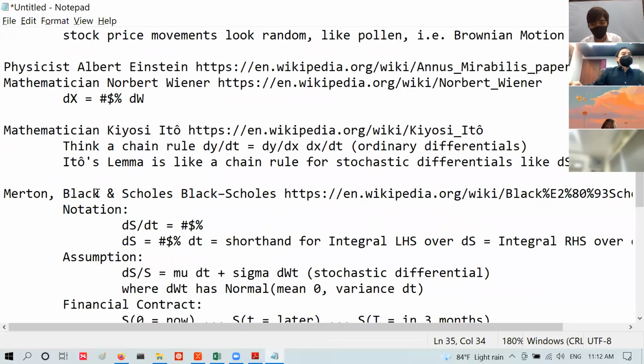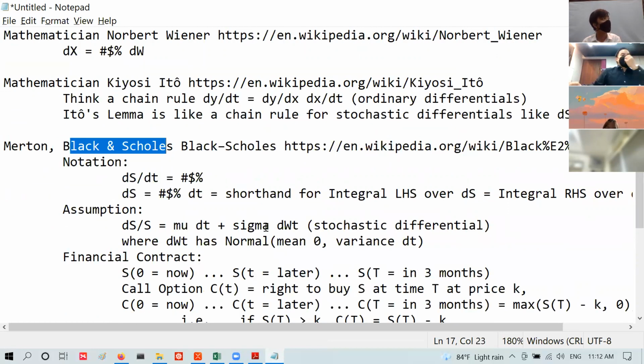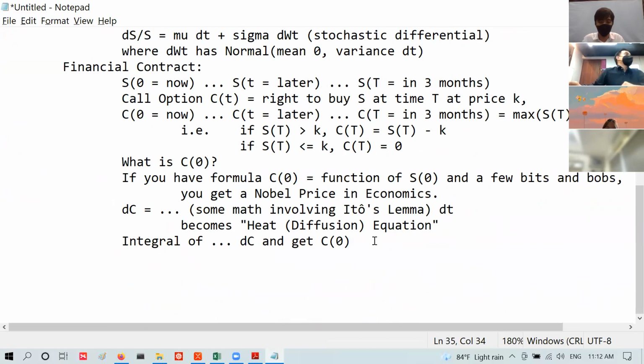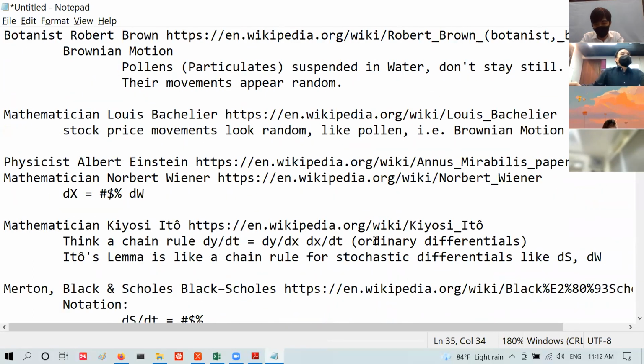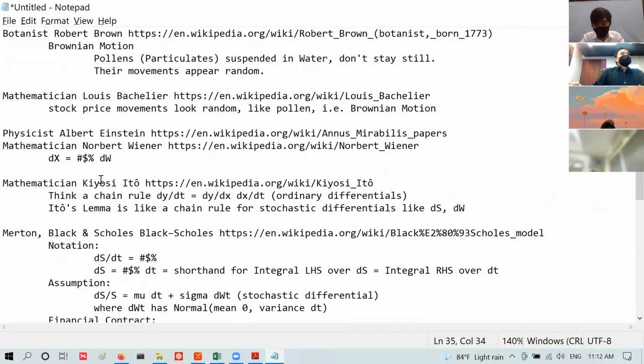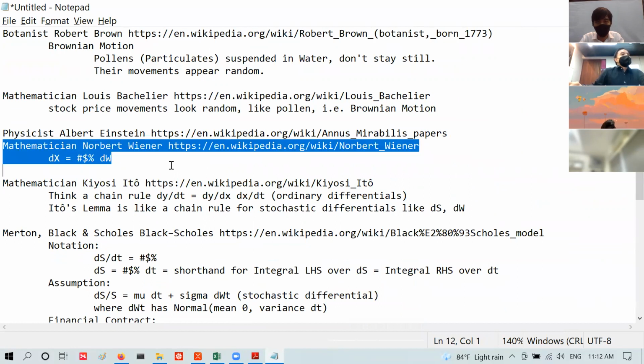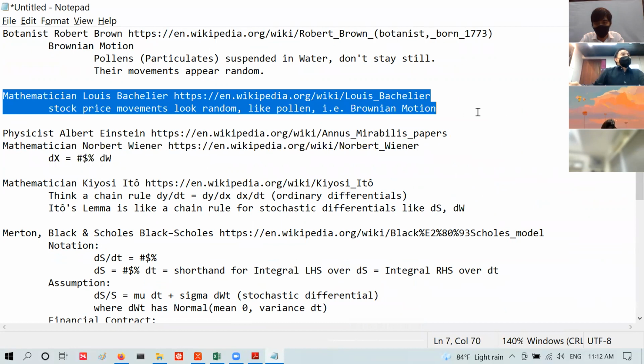So the reason these two guys got the Nobel Prize was because this guy passed away, and the reason he got it was not because the mathematics were hard, but because he was able to do a few things. He was able to say this thing, as with Louis Bachelier, is a good way of modeling stock price.